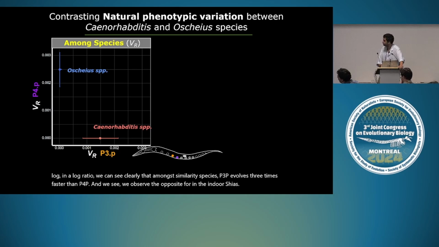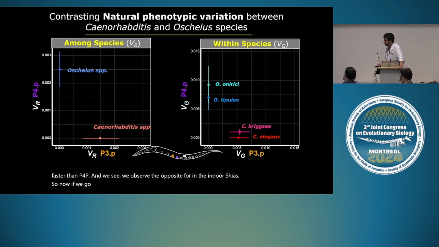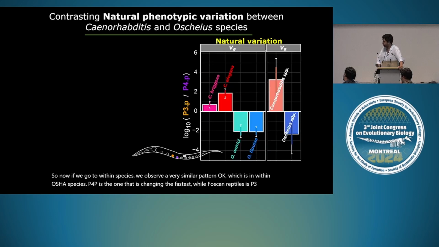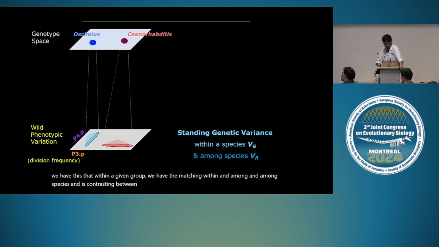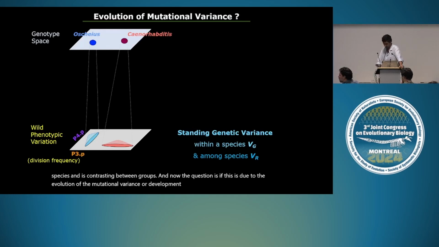So now if we go to within species, we observe a very similar pattern. Within Oscheius species, P4p is the one that is changing the fastest, while for Caenorhabditis it is P3p. So within a given group, we have a match between within- and among-species variance, and it's contrasting between groups. So now the question is whether this is due to the evolution of the mutational variance, or developmental bias, whatever you want to call it.